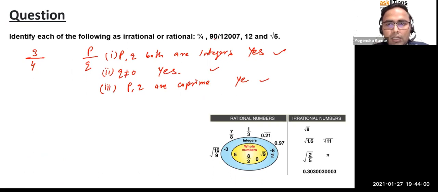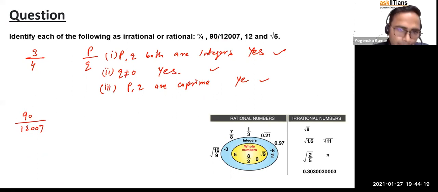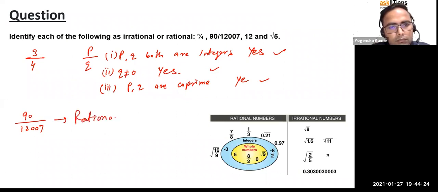These are the points. Now, is this one 90 divided by 12007? Now both p and q are integers. Are they co-prime? Yes, they look like co-prime. If we divide, they are going to give us co-prime form. And q is not equal to 0. Yes, so it is rational. Next, 12. 12 is like 12 divided by 1. What is there in the denominator? It is 1. So it is rational.